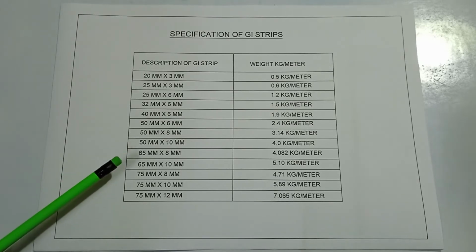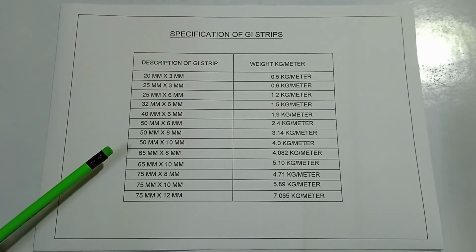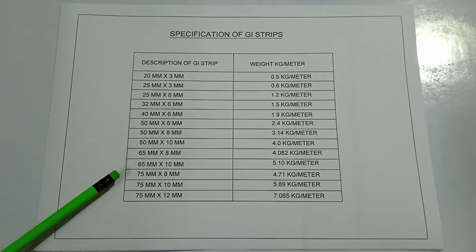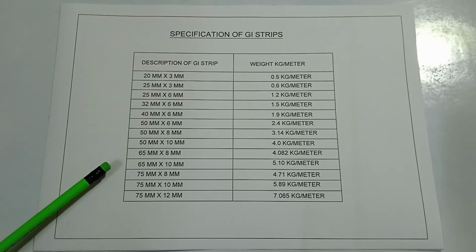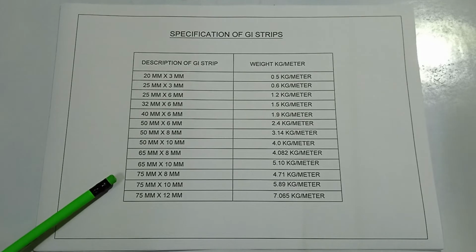per meter; 65 mm into 8 mm, 4.082 kg per meter; 65 into 10 mm, 5.10 kg per meter; 75 mm into 8 mm, 4.71 kg per meter; 75 mm into 10 mm, 5.89 kg per meter; 75 into 12 mm, 7.065 kg per meter.